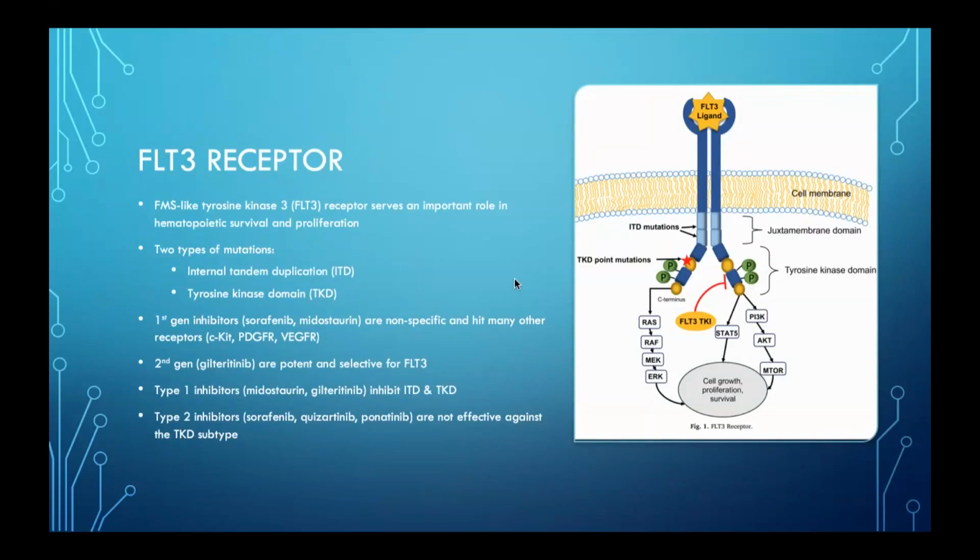And so, like some of our other medications, first-gen inhibitors like sorafenib and midostaurin are going to hit several other types of receptors. Our second-gen inhibitor, gilteritinib, is going to be more potent and selective for FLT3 alone. In addition to first versus second-gen, you also have type 1 versus type 2. And so type 1 inhibitors, I would think of as being preferred in that they inhibit both ITD and TKD, which is both of our approved agents on the market. Type 2 inhibitors, on the other hand, are not effective against the TKD subtype.